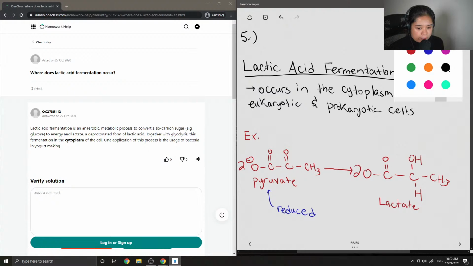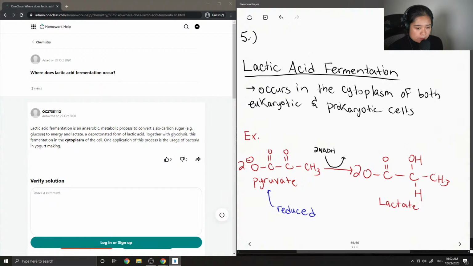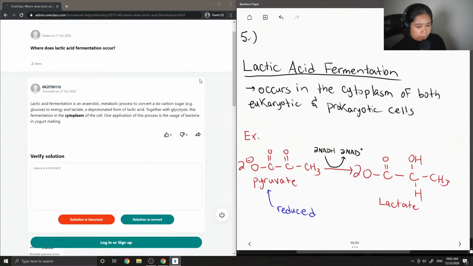And during this reaction, we have NADH getting oxidized to NAD+. Okay, so once you start doing more biochemistry, you'll see more of these types of reactions and why NADH is used and why we have 2 molecules of pyruvate. So this is one of the steps in glycolysis.